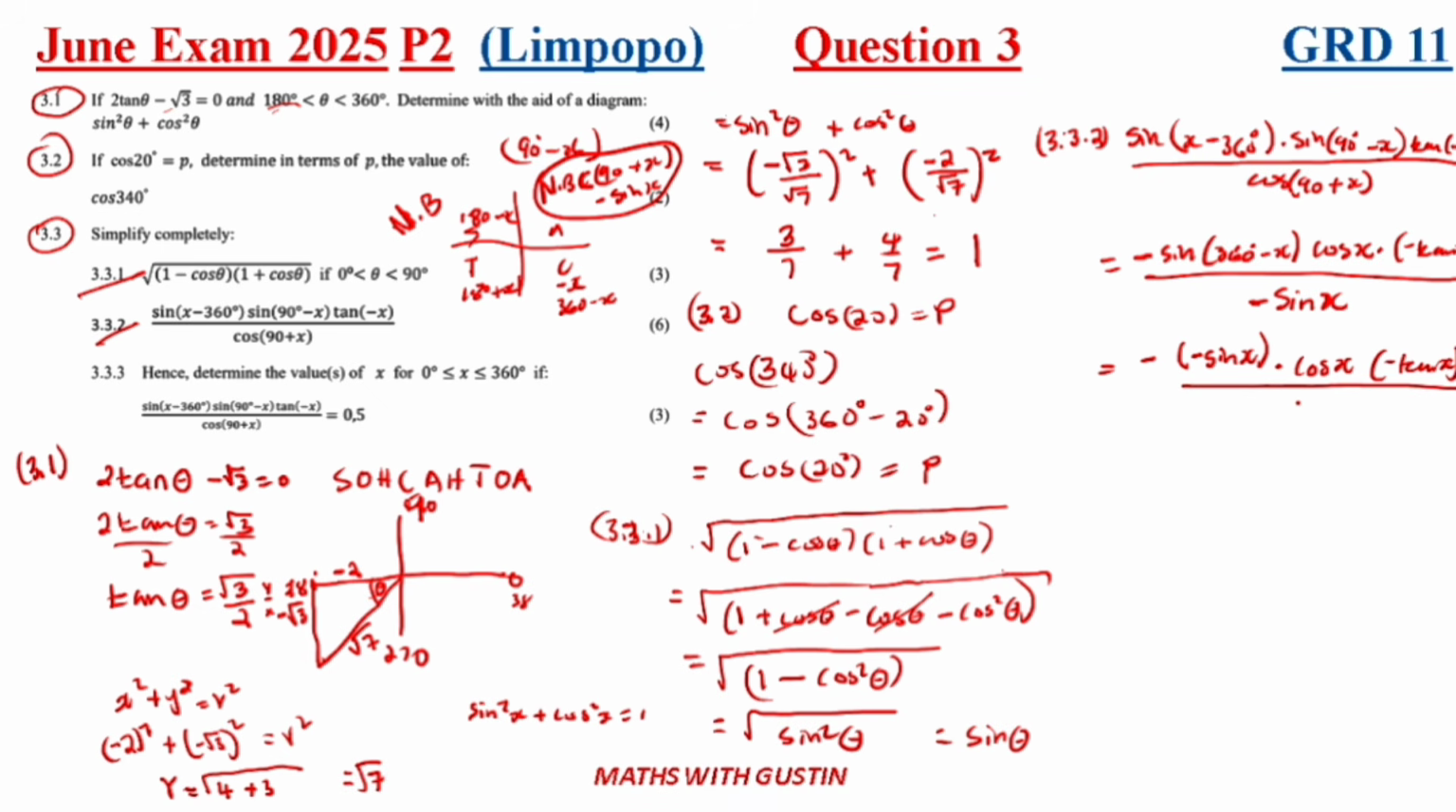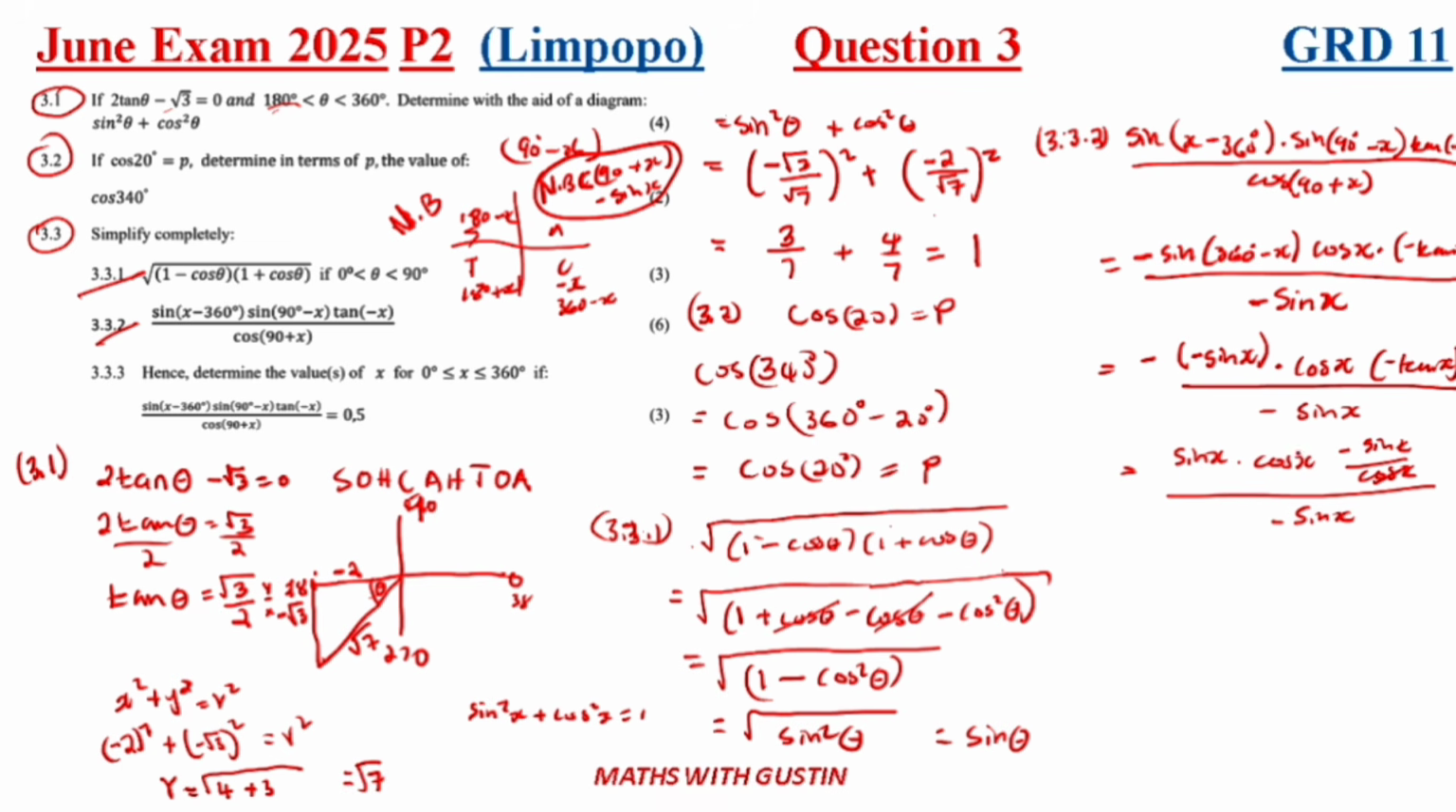And then here we go, divided by negative sine x. So now when you simplify here on top, what are you going to have? You're going to have sine x cos x. Then this tan is going to be negative sine x all over cos x, all divided by sine x, which is negative by the way.